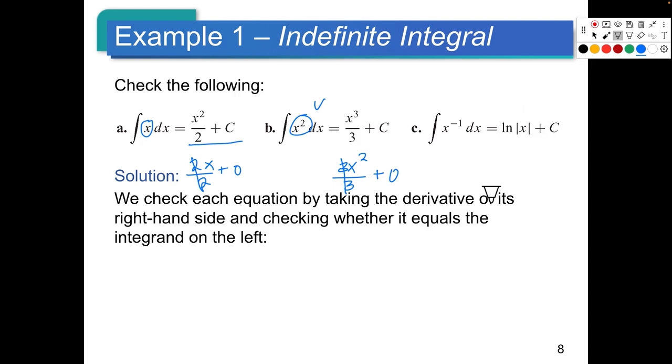Remember, we already did this. Derivative of natural log is 1 over x. Derivative of c would be 0. So that's 1 over x, which is also x to the minus 1 power. So that checks. Okay, so we can always check our answers: once we integrate, take the derivative.